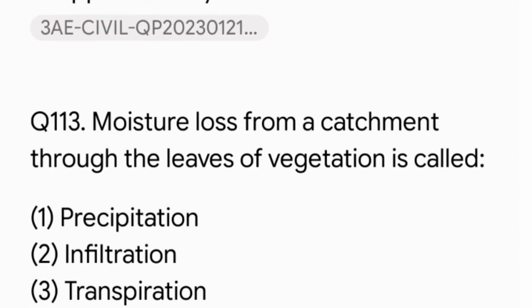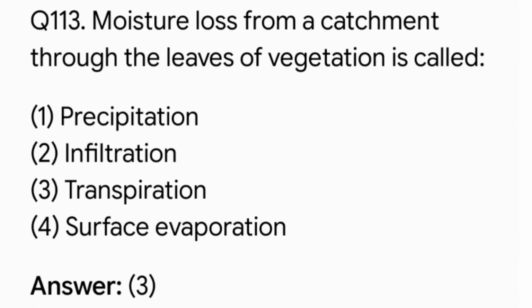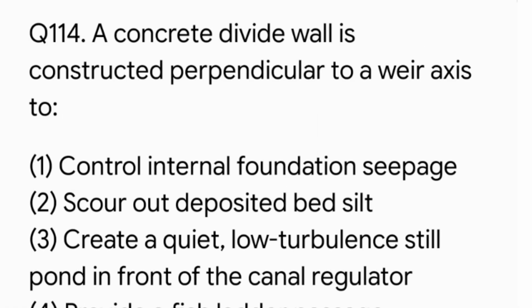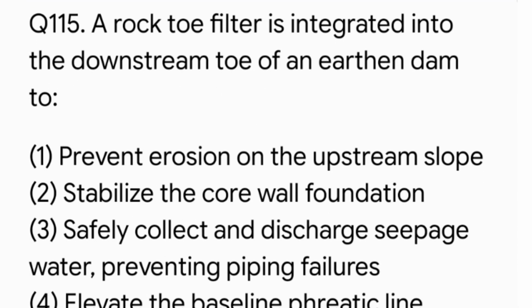Next question. Moisture loss from a catchment through the leaves of vegetation is called. Correct answer option 3, transpiration. Next question. A concrete divide wall is constructed perpendicular to a weir axis to. Correct answer. Create a quiet low turbulence still pond in the front of canal regulator. Next question. A rock toe filter is integrated into the downstream toe often at the dam to. Correct answer option 3. Safely collect and discharge seepage water preventing the piping failures.